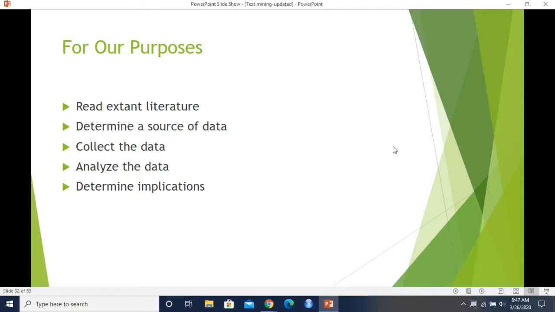For the purpose of this class, you will start with an annotated bibliography and literature review. This will help you determine your research question. Once you have an idea of what you will write your paper on, you will need to determine where and how you will get the data. You will then collect the data and perform some kind of analysis or develop a model. Then you will determine the theoretical, methodological, or practical implications for your research.